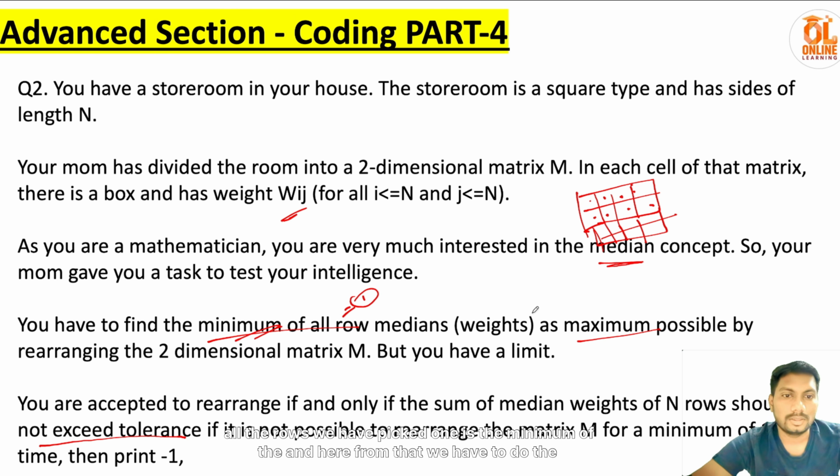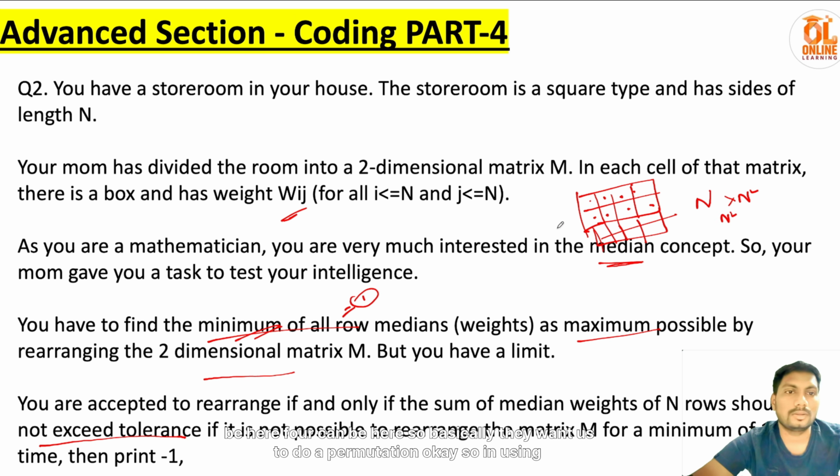And from that we have to get the maximum possible by rearranging the two-dimensional matrix. So this is one way of arranging. Suppose n is the size here, so there are n square elements. Then these n square elements you have to rearrange, so one can be here, one can be here, one can be here, four can be here. So basically they want us to do a permutation. Okay, so using the permutation we have to rearrange and we have to find all the arrangements. In all the arrangements we have to find the minimum number, and from all those minimum numbers you have to find the maximum. Like, you got it.